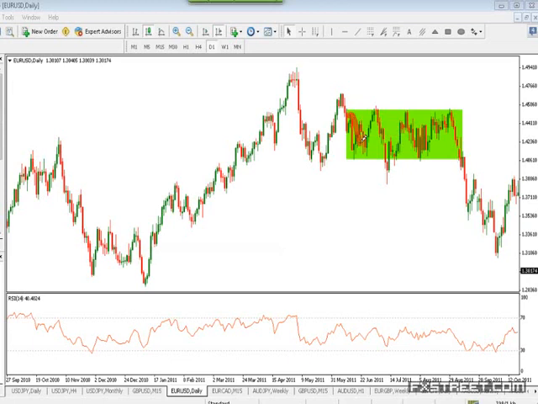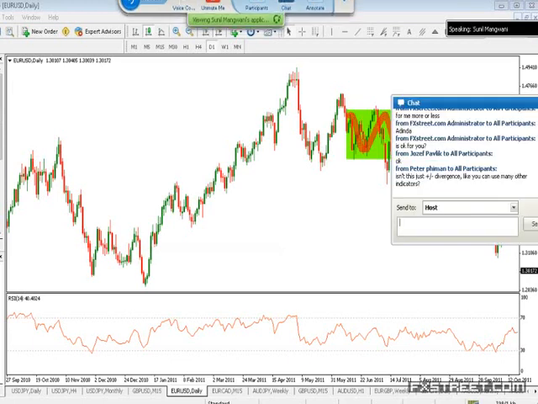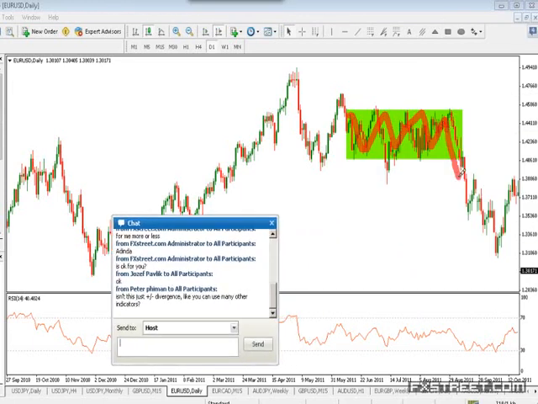So what you have is prices range bound over here. Most of the times it comes out here and then it moves to the other side. Now this is what we call the law of the charts.